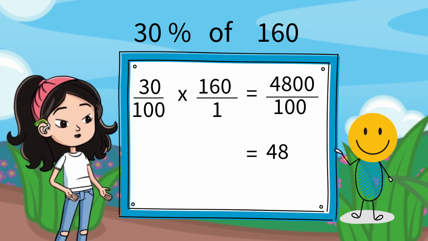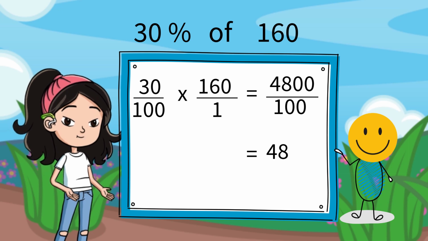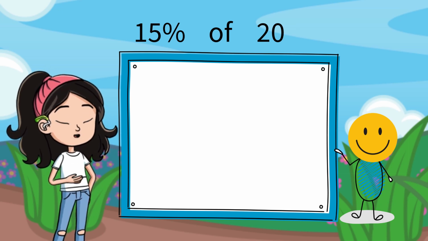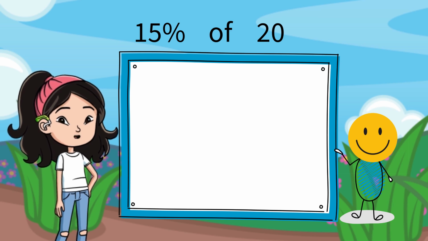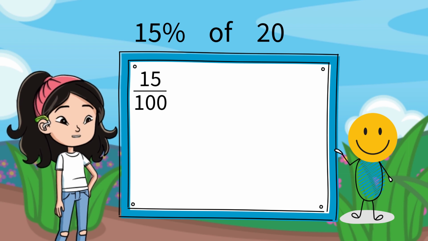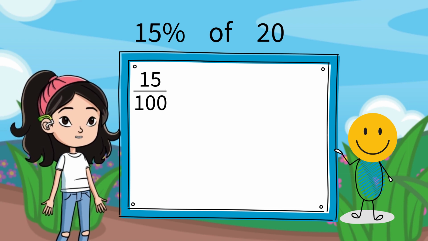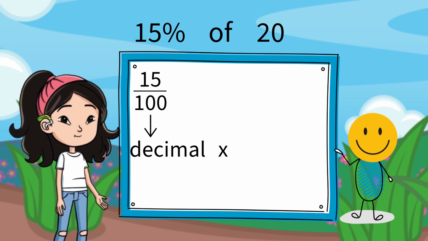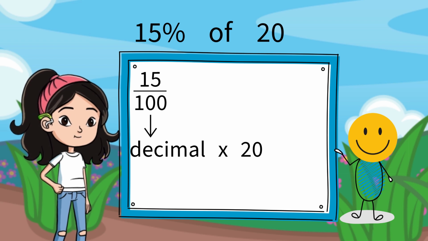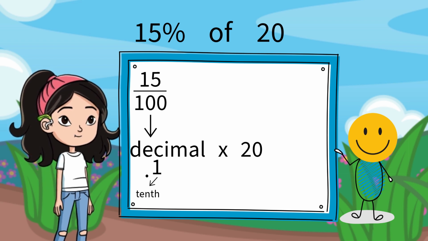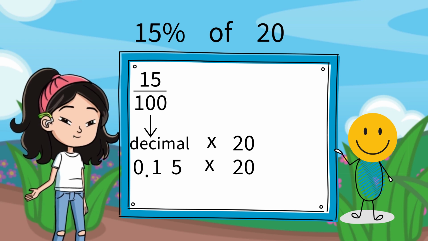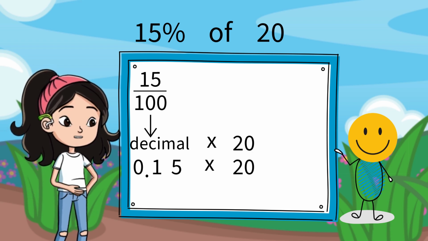Another strategy is to convert your fractions into decimals, then multiply across. Our first example was 15% of 20. Another strategy is to convert your fraction 15 over 100 into a decimal, then multiplying it by the whole number. 15 over 100 as a decimal is 15 hundredths. Then let's multiply. We are going to multiply 15 hundredths by 20.